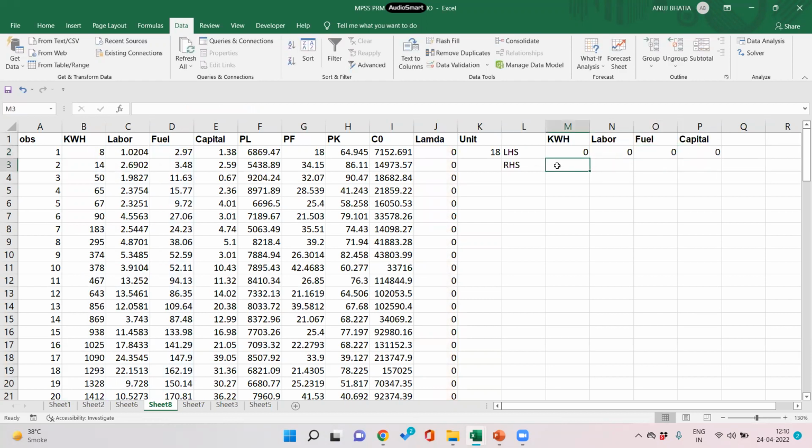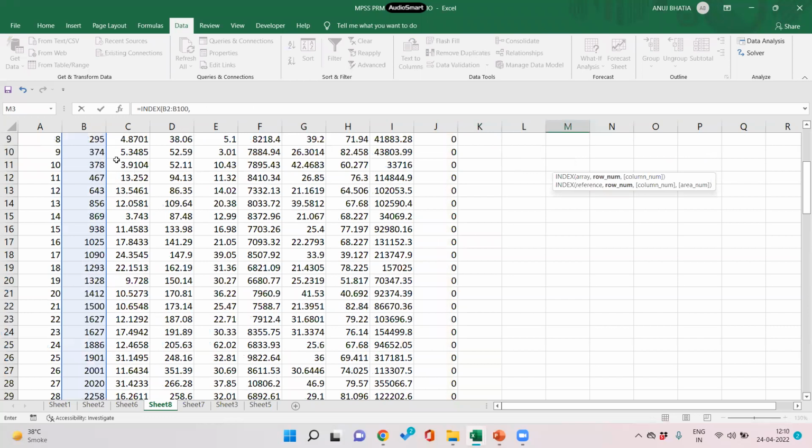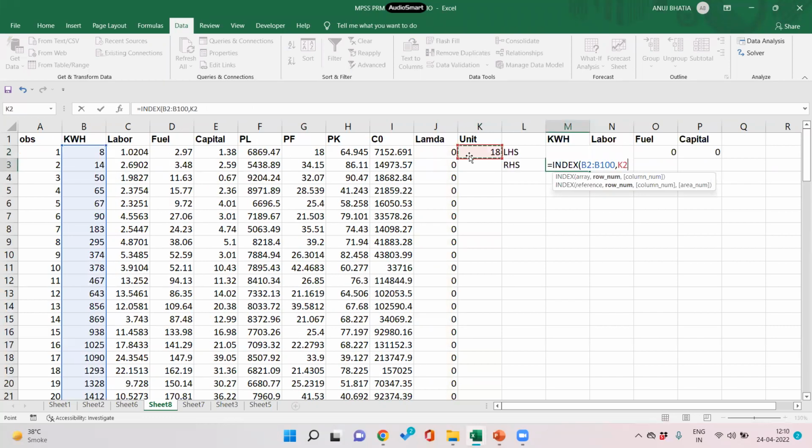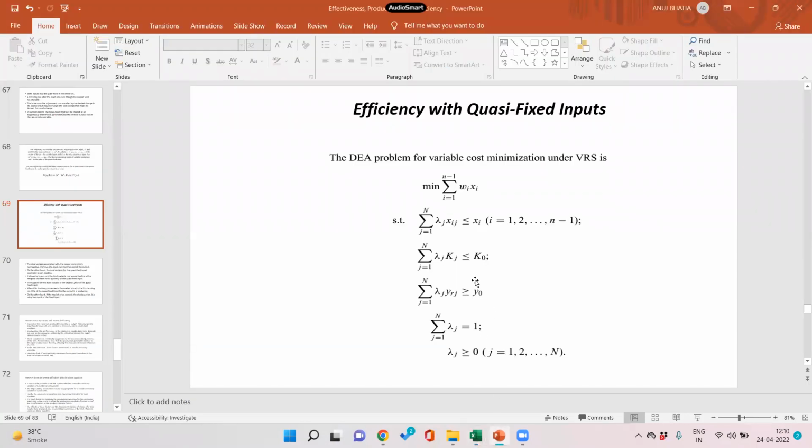Right hand side for output. For output, here we use the INDEX command, select the array of output and specify the unit. Here it is unit number 18, because the output under observation is y_0. We don't multiply it with anything. We just take the output of the firm under observation.